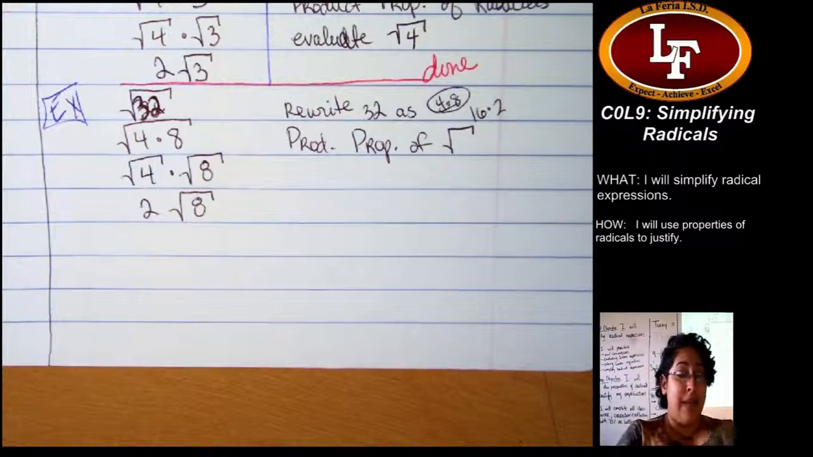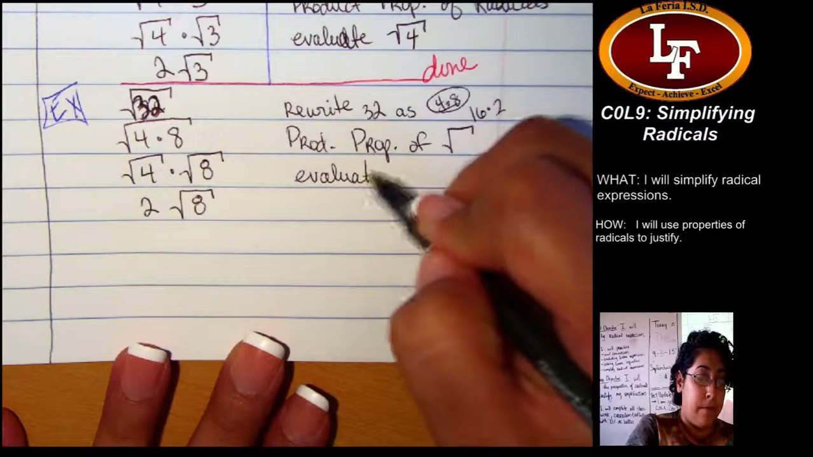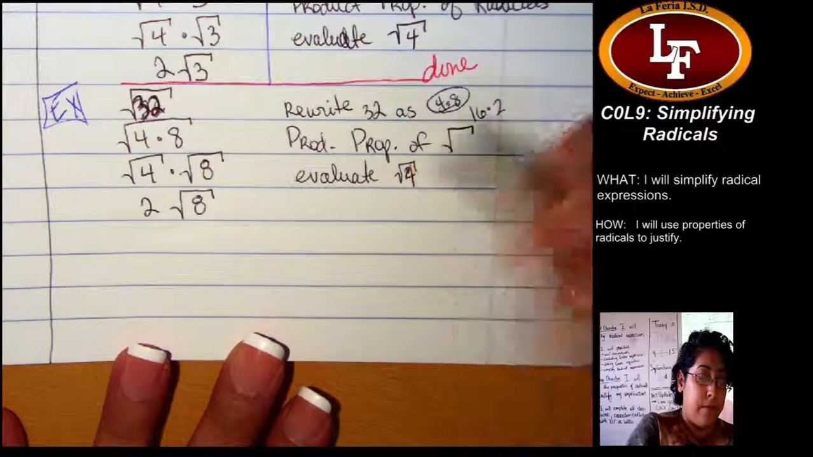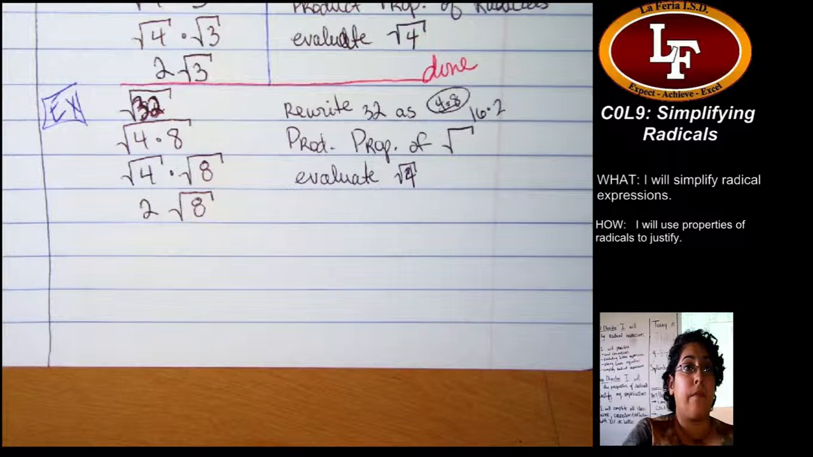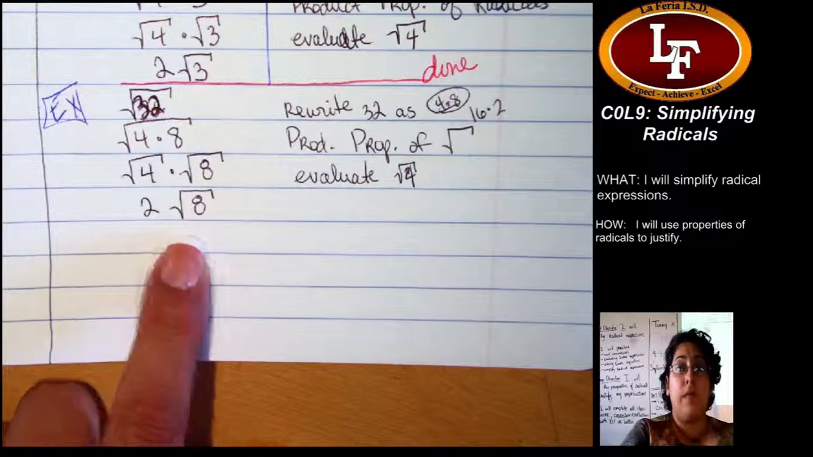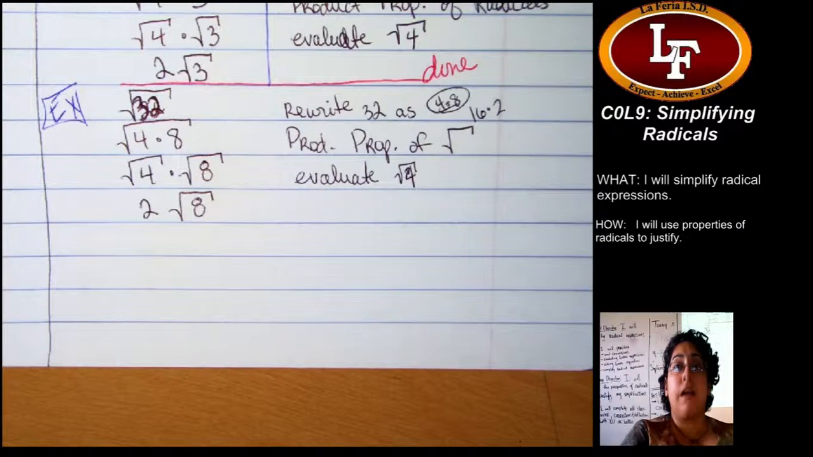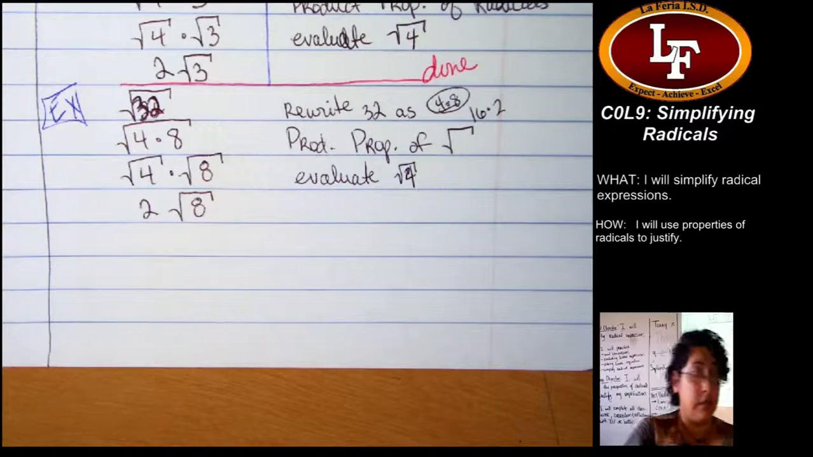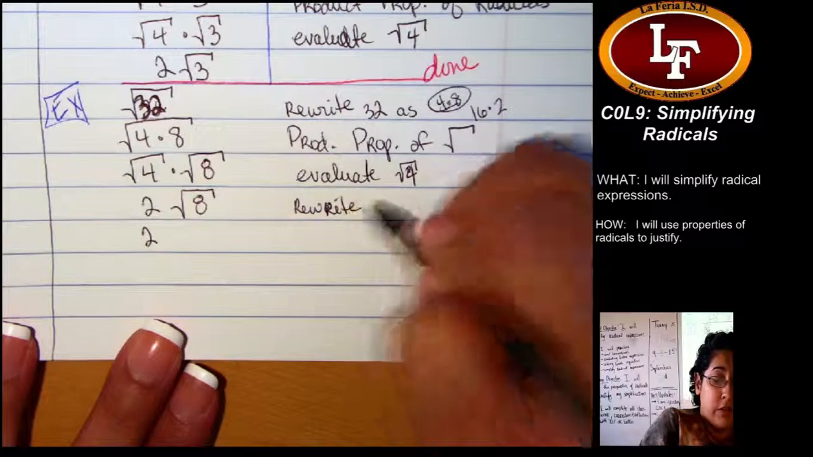The question is, am I done? No. Why not? You have to evaluate. Well, we have the square root of 8. You still have to break down the 8, because the 8 has a factor that is a perfect square. What are the factors of 8? 2 and 4. 2 and 4 are the factors of 8.